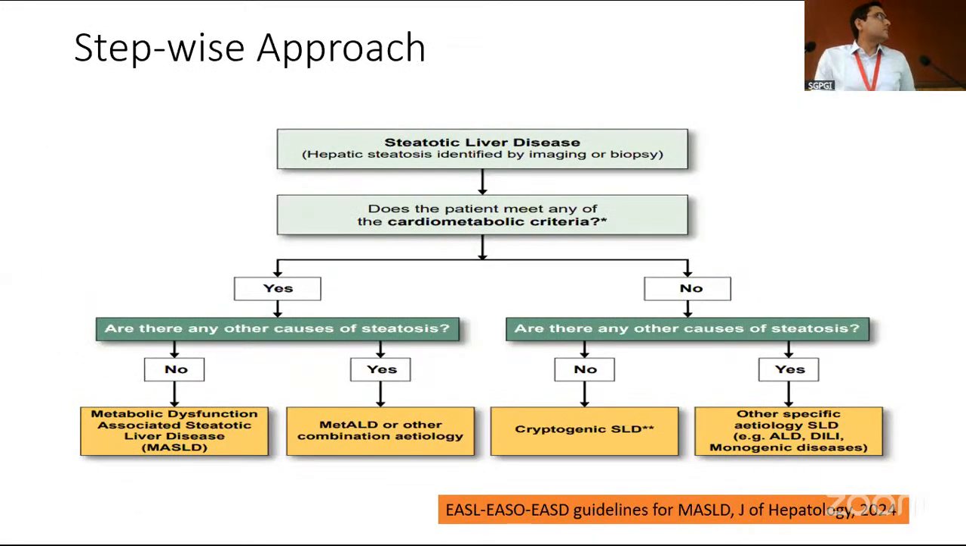So this is the stepwise approach in a patient with steatotic liver disease. First we have to assess whether the patient has any cardiometabolic criteria. If yes, then are there any other causes of steatosis? If there is no other cause of steatosis, then we make the diagnosis of MESLD. If there are any other causes, then it could be MetALD.